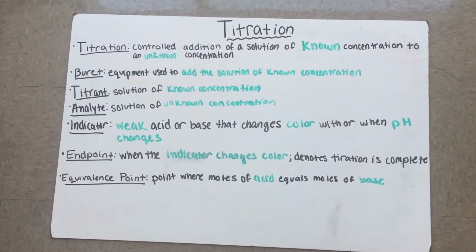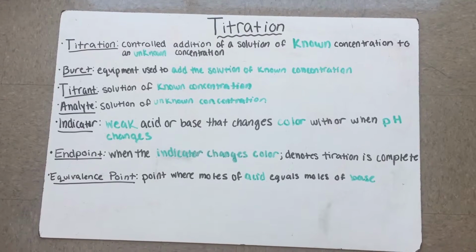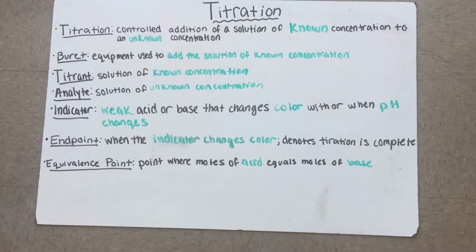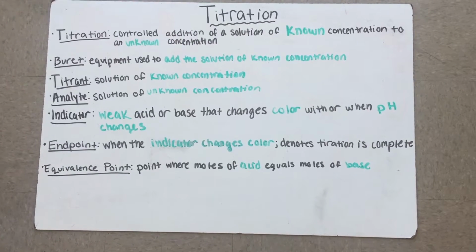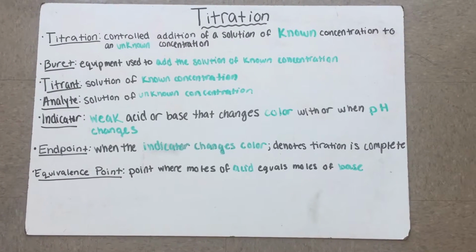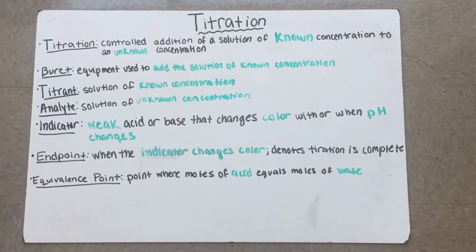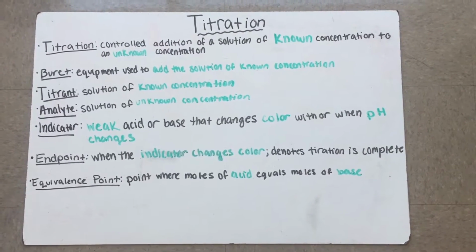Then you have the analyte, which is the solution of unknown concentration. You have the indicator, which is a weak acid or base that changes color when pH changes. An endpoint is when the indicator changes color, and this denotes that the titration is complete. The equivalence point is a point where moles of acid equals the moles of base.